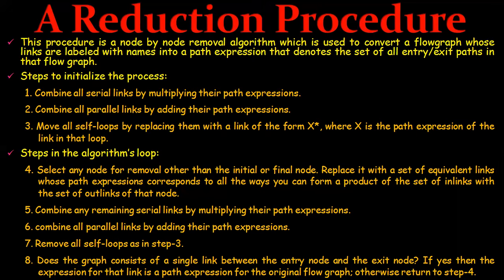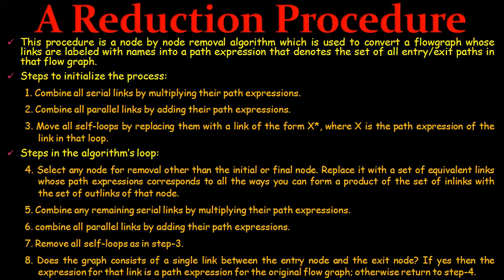We will come to know with more clarity when we go through the example, so don't worry. Here we are combining all the serial links by multiplying their path expressions, and combining all the parallel links by adding their path expressions. And if we find any self loop, then we have to replace that link by x star, where x is a path expression.